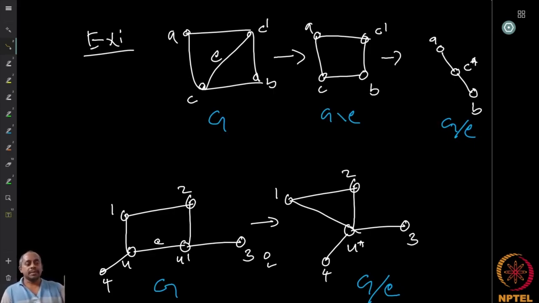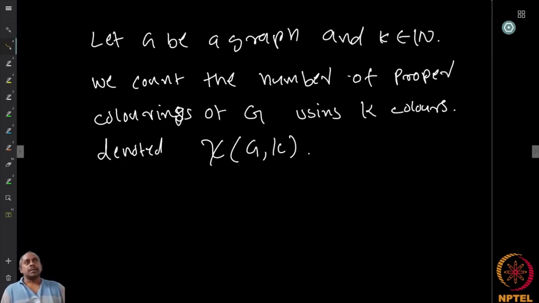So I will not discuss minors for the time being. I just defend this so that we need this operation to look at something else. So what is that? Given a graph G, the first thing that we said was the chromatic number, which is the minimum number of colors which suffices to color the vertices of a graph such that adjacent vertices get different colors, right?